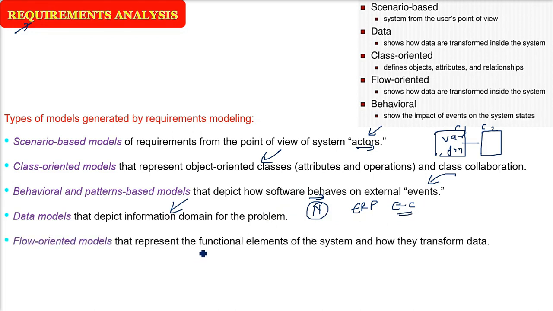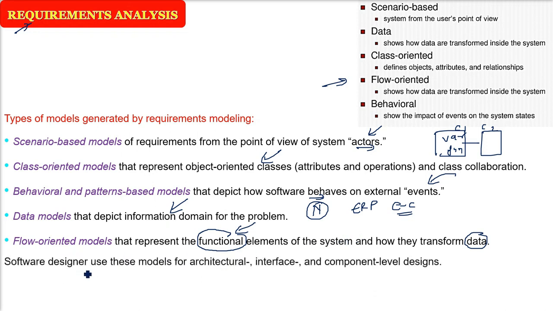Okay. Then we have the flow-oriented model. This shows how data transforms inside the system, as I said. Which data? From the data model. The flow-oriented model shows the functional elements of the system and how they transform the data. It shows how data are transformed by different functions; while the data moves from one point to another, the functions are involved. So this is also taken care of here.